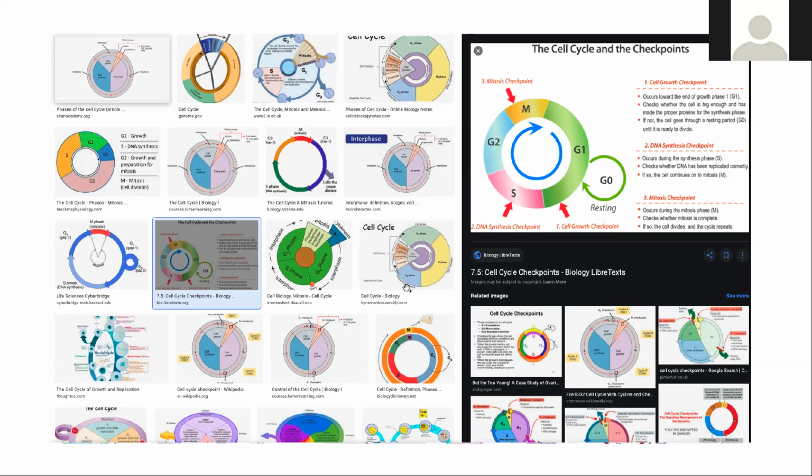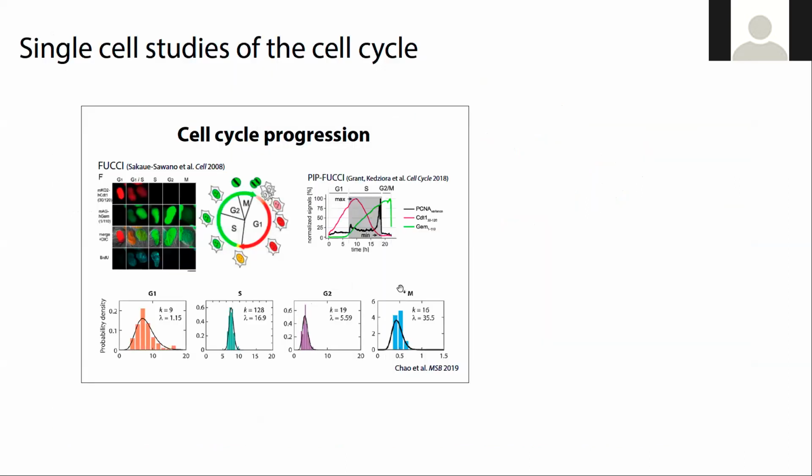Now, while these approaches were extremely productive for many decades and continue to be very useful today, like in many other fields of cell biology, the development of single cell techniques over the last decade or so is revealing novel aspects of cell cycle biology that were just not accessible using these bulk population measurements.